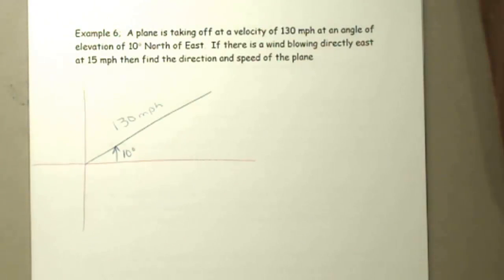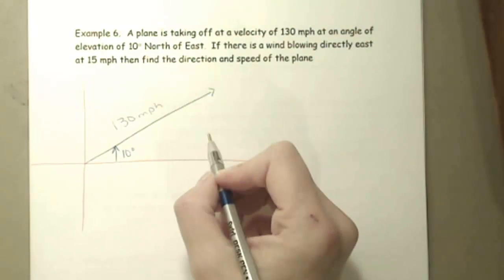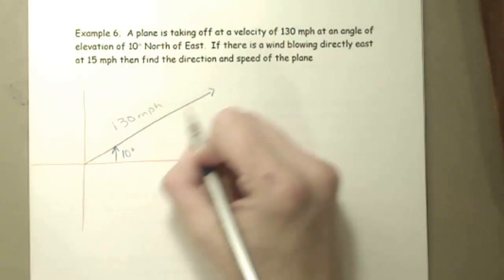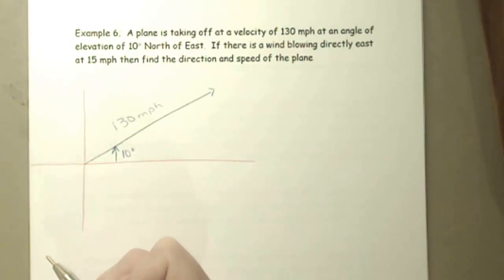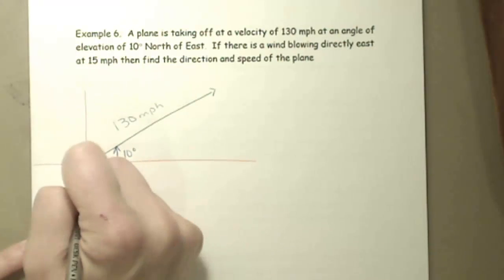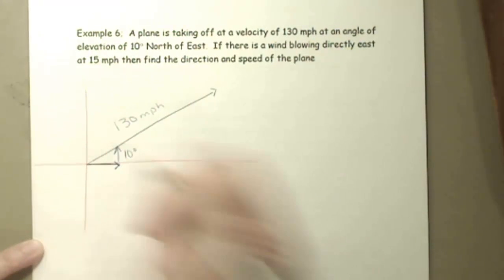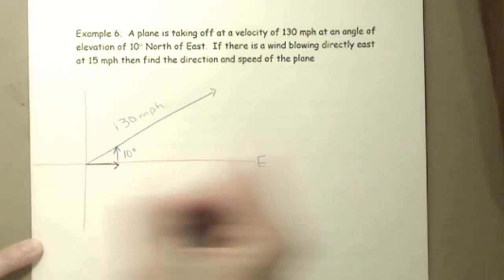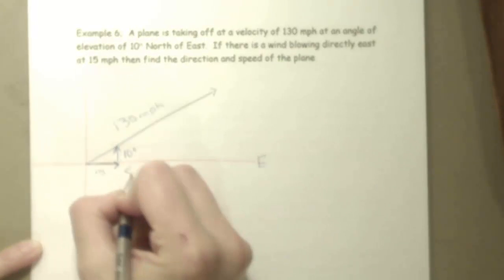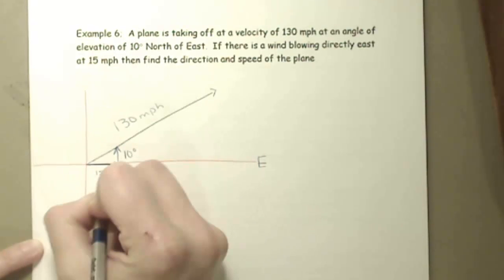Okay, for our last example, example 6, we have a plane taking off at a velocity of 130 miles per hour at an angle of elevation of 10 degrees north of east. There's a wind blowing directly east at 15 miles per hour, so we're going to find the speed and direction of the plane. This is going to be a multi-step problem because, as you see, our original vector for the plane is given in terms of r theta, more of a polar notation, rather than a component form. And we need to add that to a vector for the wind, blowing directly east at 15 miles per hour, which is the vector 15, 0.